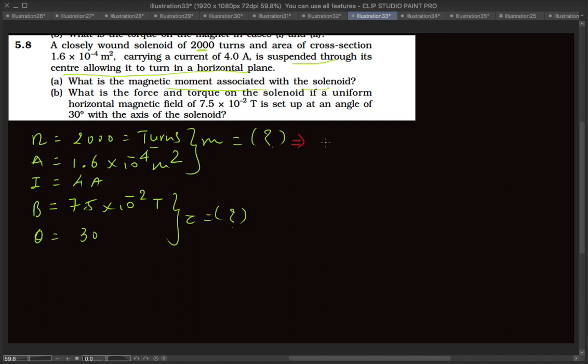So magnetic dipole moment is equal to, you are aware, NIA. That is 2000, my current is 4 ampere, and my area is equal to 1.6 cross 10 to the power minus 4. So you can say that is 8000 multiplied by 1.6. So my magnetic dipole moment is equal to 1.28. You can use another unit, that is ampere meter square.